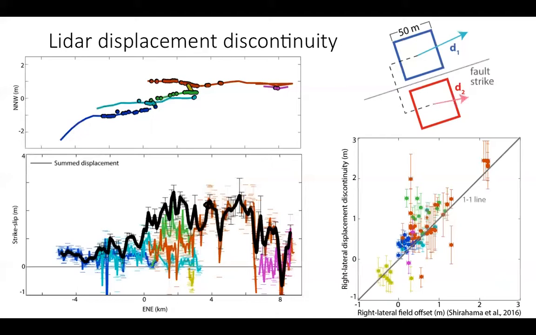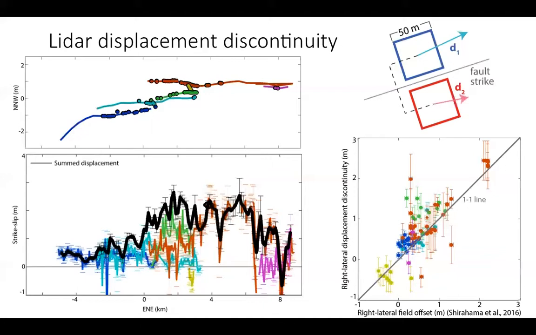And here we're going to compare field measurements to Lidar displacement discontinuity, following a similar approach to Ed's work. So here on the Y-axis is the Lidar displacement discontinuity, and here is the field offset. So imagine the guy in the field. For all of these faults, plotted in the same color as the fault. So here's the one-to-one line.